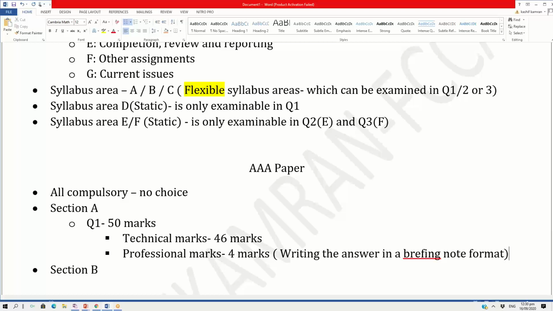There are no different formats in the AAA paper, right? Every time there is only one format, which is a briefing note. And if you write your answer in a briefing note format, you will get 4 marks for that. Once you start the course, you will get a better idea of that. But the 50 marks are divided into 46 technical marks and 4 professional marks.